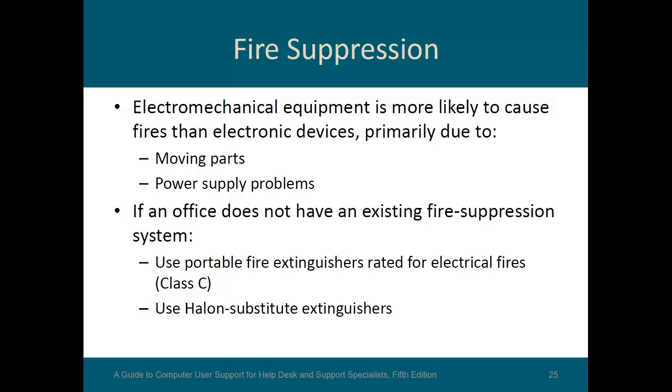Electromechanical equipment is more likely to cause fires than electronic devices because of the moving parts and the power supply problems. If an office does not have an existing fire suppression system, you want to use portable fire extinguishers rated for electrical fires, which is a Class C, or use halon substitute extinguishers. And you want to make sure that if it's in an enclosed room, you get out of the area before all the oxygen is depleted from these halon substitutes.